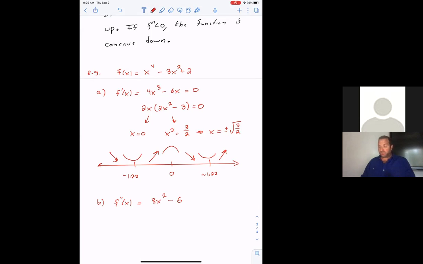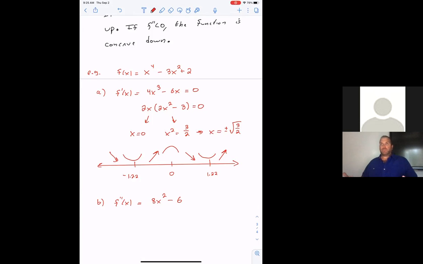My goal here is to determine whether the points where the first derivative is 0, which are -1.22, 0, and 1.22, whether those points are maxes or mins. I don't care about the second derivative being 0. I care about where the first derivative is 0. What I'm going to do is plug those 3 points into the second derivative.